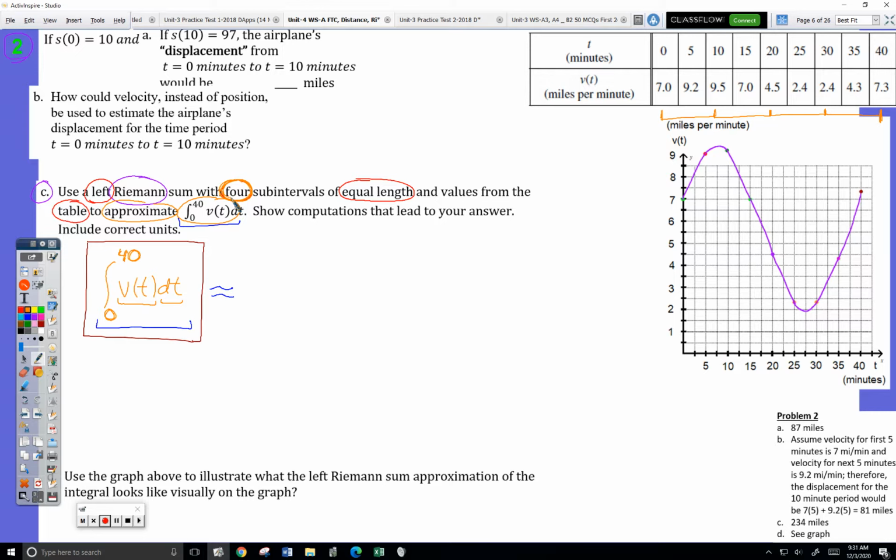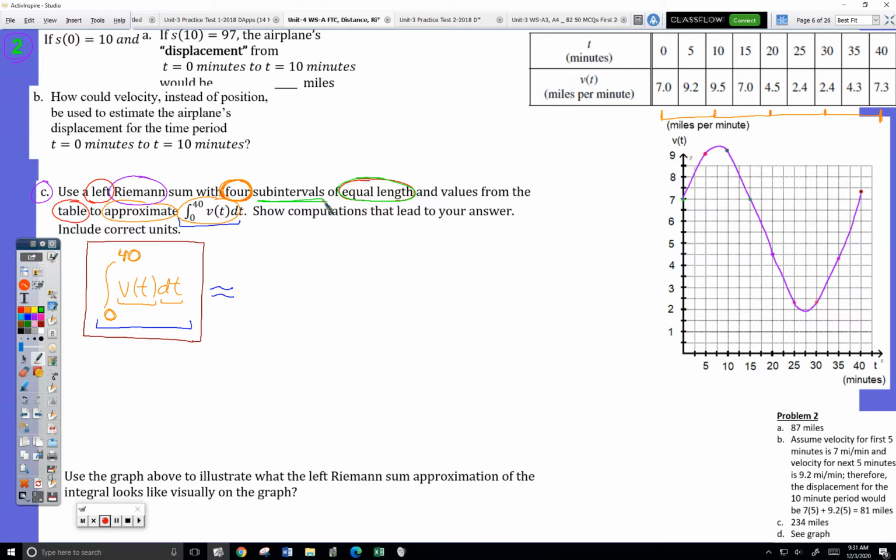Anybody else? They have to be equal, only because they told us. We'll see problems in the future where they will not say to make the subintervals of equal length, and we won't. Does that make sense?